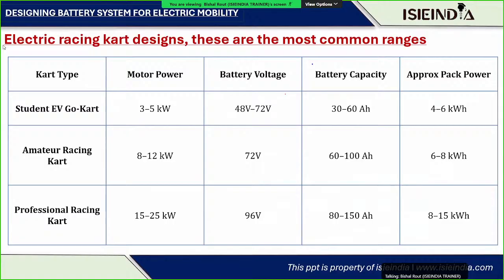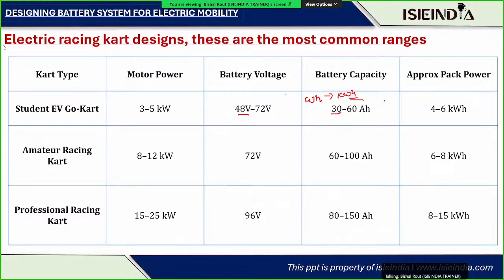A professional racing kart has a 12 to 25 kilowatt motor, so a 96 volt battery, and capacity may vary from 80 to 150 ampere hour. Maximum, I have seen 150 ampere hour going into go-karts. Never go for 160 ampere hour; 150 is enough for go-kart applications. So it is an 8 to 15 kilowatt hour battery, right? How do you calculate the kilowatt hour? Simply multiply 48 by 30, you get watt hour, then convert to kilowatt hour. That's simple, right?